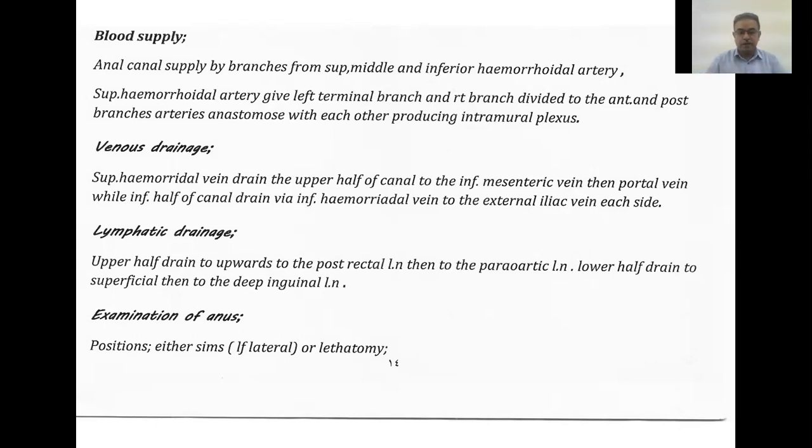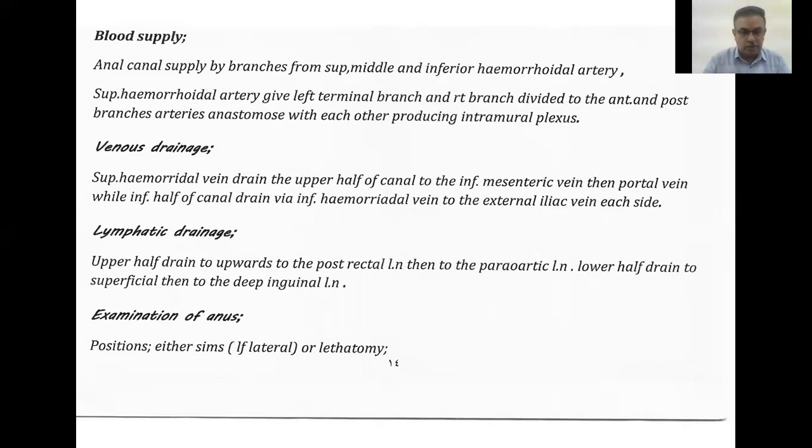Venous drainage: the superior hemorrhoidal vein drains the upper half of the canal to the inferior mesenteric vein. And you know the inferior mesenteric vein goes to the splenic vein, and the splenic vein and the superior mesenteric vein form the portal vein behind the pancreas. While the lower half, the inferior part of the canal, drains via the inferior hemorrhoidal vein to the external iliac vein.